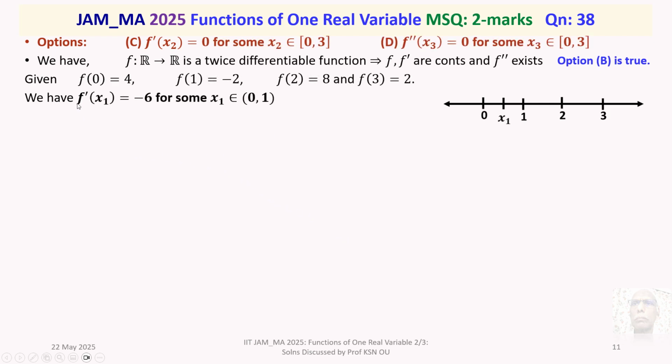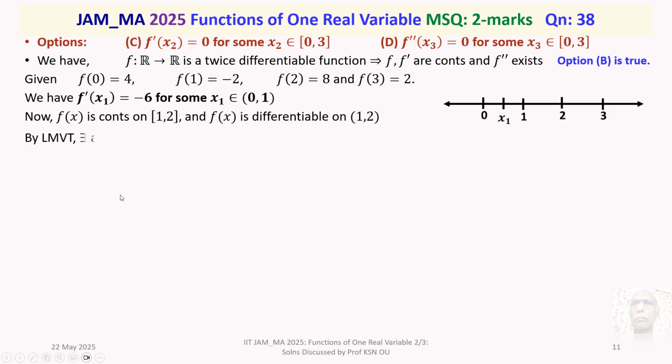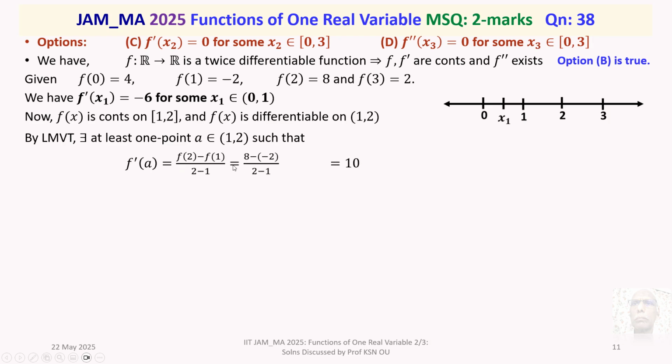What we have done is write f prime x1 is equal to minus 6 for some x1 belongs to 0 to 1. Now, f of x is continuous in the closed interval 1 to 2 and differentiable in the open interval 1 to 2. Therefore, by Lagrange's mean value theorem, there exists at least one point A in the open interval 1, 2 such that f prime A is equal to f of 2 minus f of 1 over 2 minus 1, which is 8 minus of minus 2 over 2 minus 1, that is 10. So A is somewhere between 1 and 2.